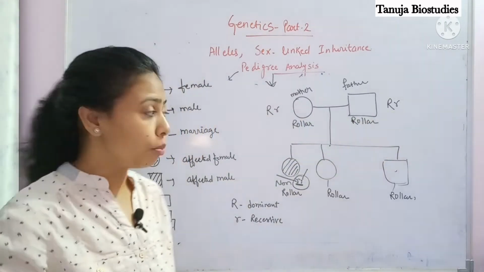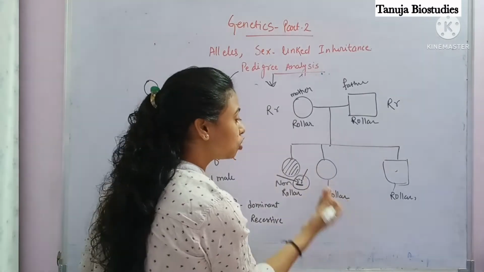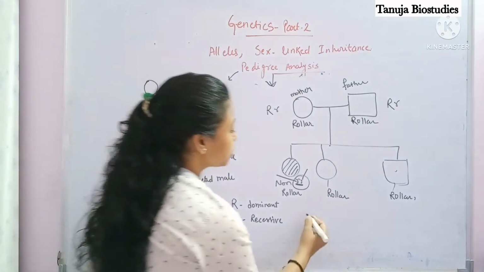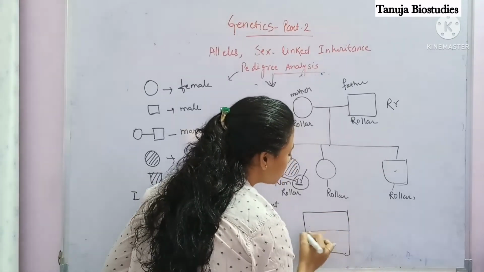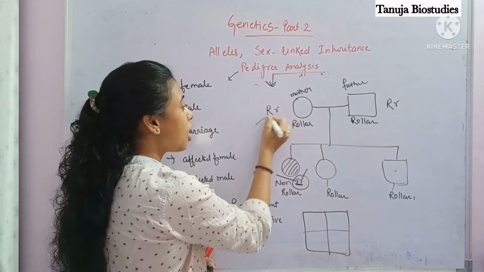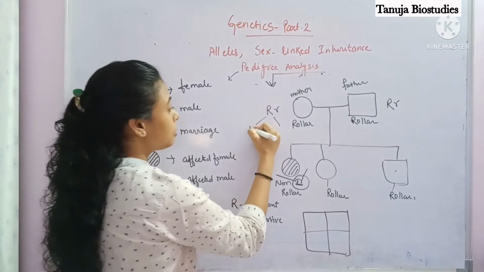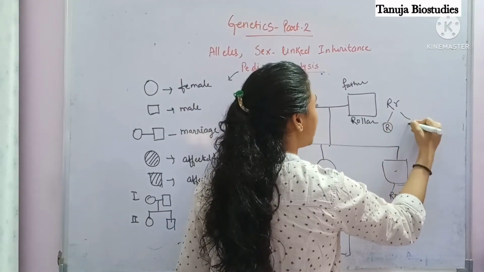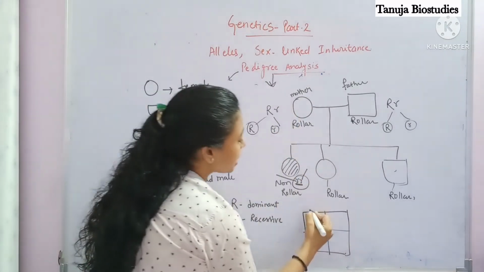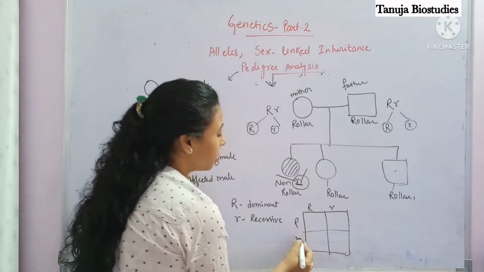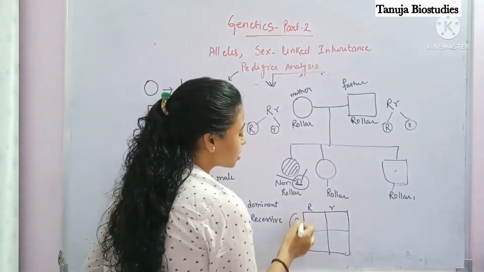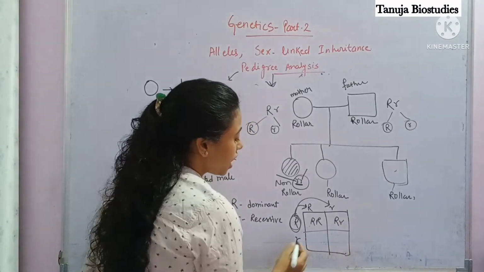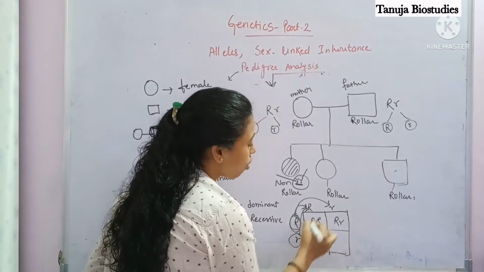Now if we want to decide the genotype of the other 2 children, we can go through a Punnett square. As you know, in this we make a square box. Now from this one, how many types of gametes will be formed? One will be capital R and one will be small r. Here also one will be capital R and one will be small r. So we'll write mother's gamete over here and father's gamete over here. Now we'll cross capital R with capital R, then capital R with small r, again small r with capital R and small r with small r.